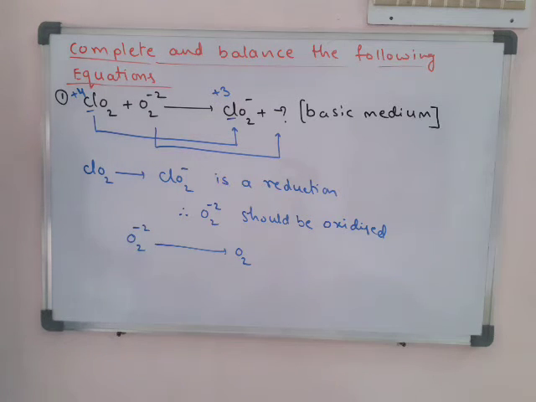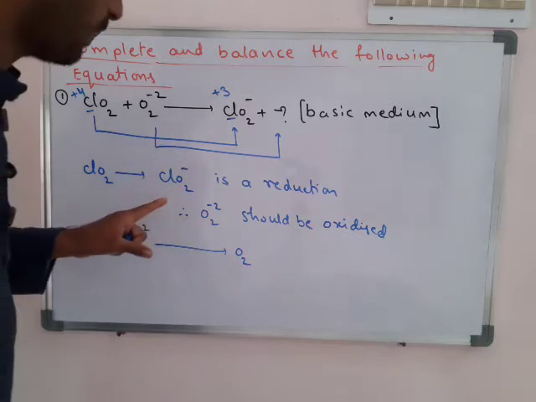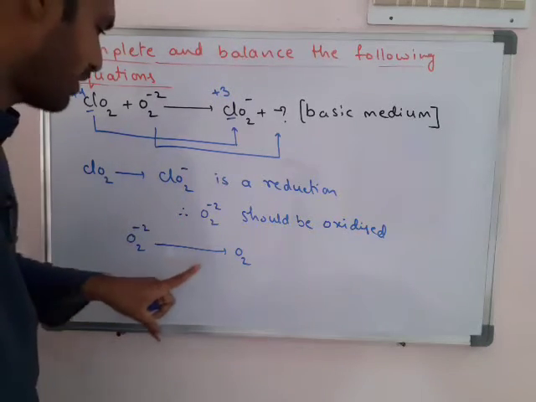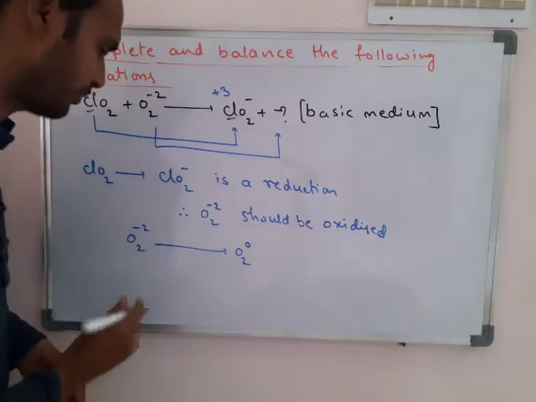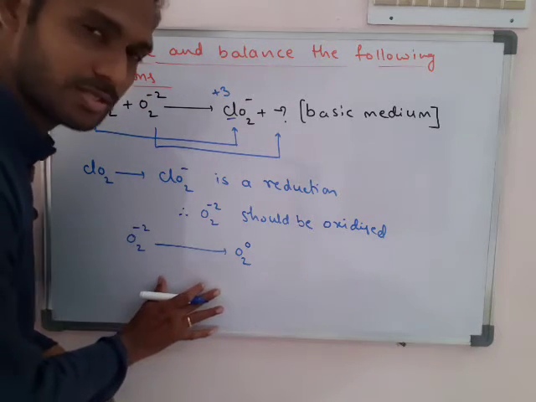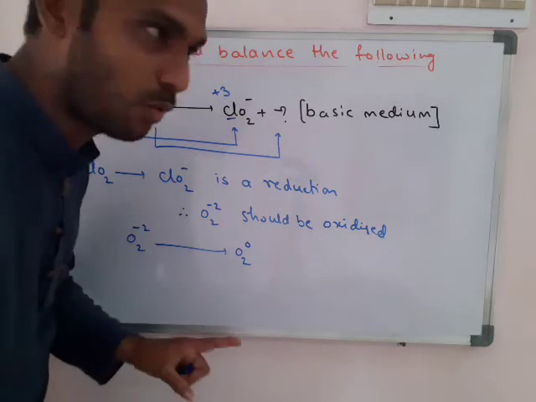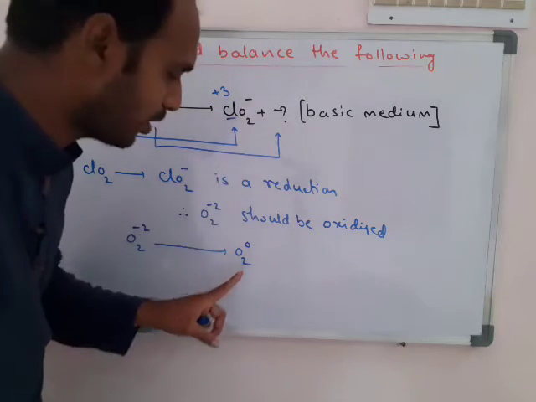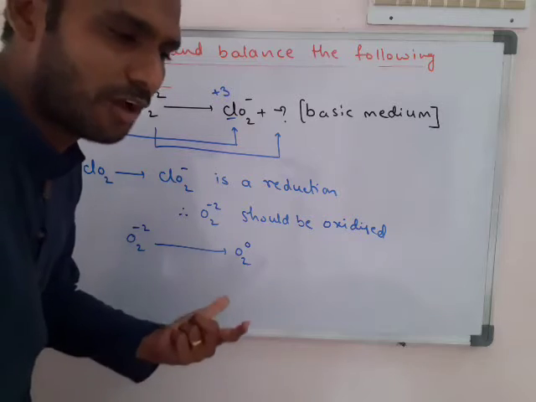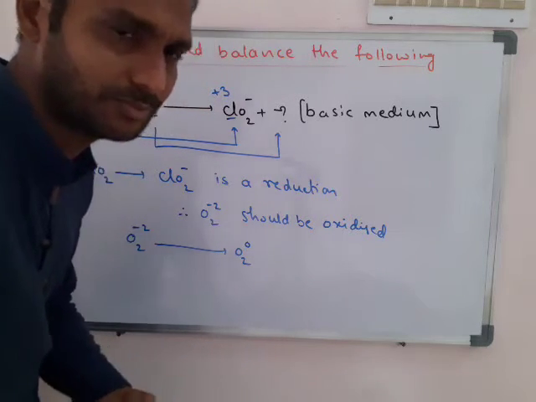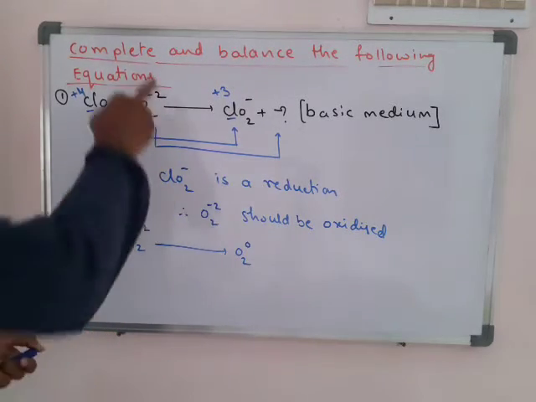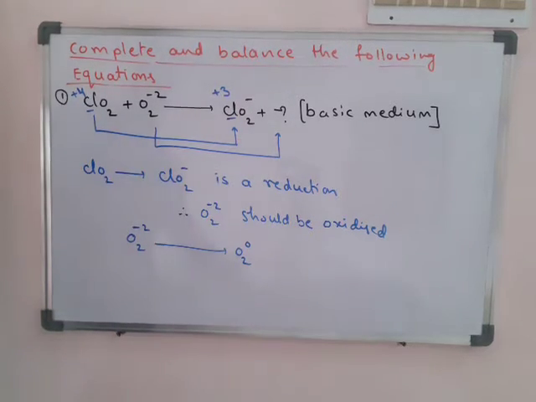So ClO2 is reduced and O2 2- gets oxidized. O2 has oxidation number 0. Okay, so this is the reduction reaction and the oxidation reaction. Means now we got the product, that is O2. Because when O2 2- is oxidized the product is O2, there is no other choice. Okay, so next we have to complete and balance the equation. We already know the reduction and the oxidation. Now we have to balance it.